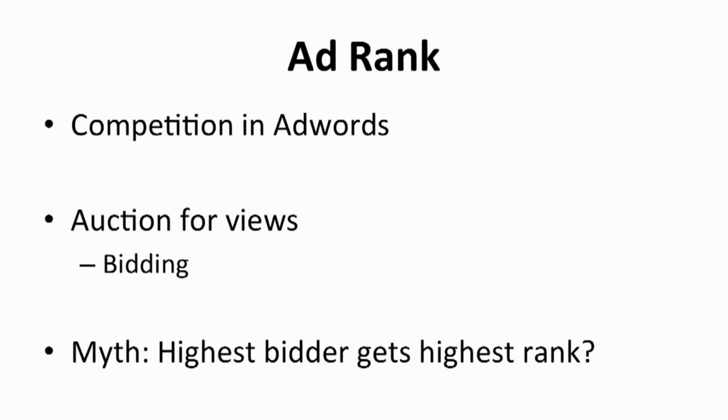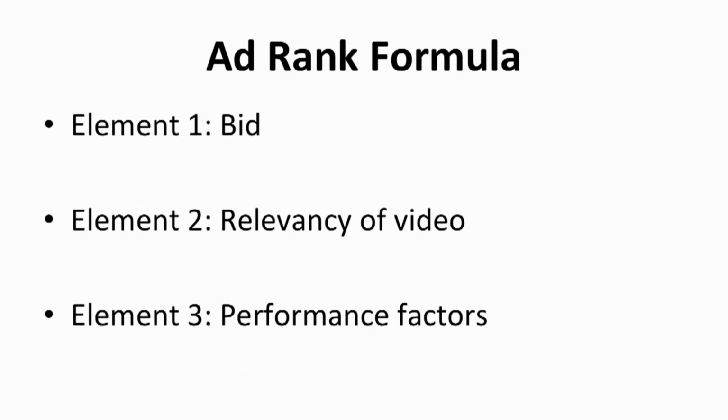Now, you may be wondering how to get a higher rank. Google wants to show only relevant videos to their users and avoid advertisers that simply buy the ad space but only provide irrelevant ads. So here's how you can move your video up to the top in ad rank. Follow this ad rank formula, which consists of 3 elements. If you can do these things, you're going to get yourself to the top. The first element is your bid.